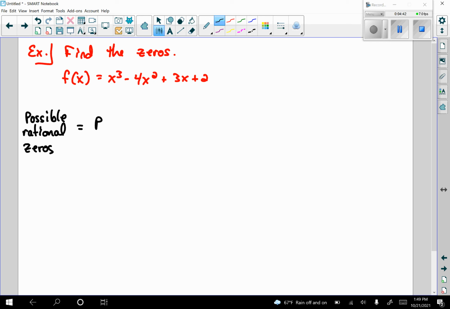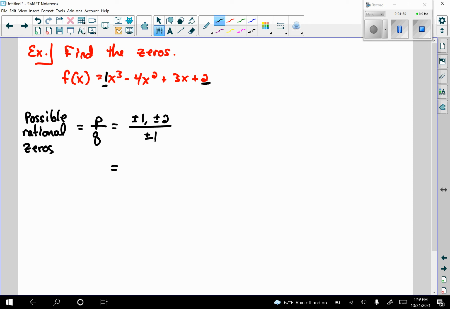So that's going to be p over q. So we're going to have p, again, is going to be the factors of 2, so we have plus or minus 1, plus or minus 2. Q is going to be the factors of the leading coefficient, which is 1, so we just have plus or minus 1. So this list is much smaller, a lot shorter than the previous one.